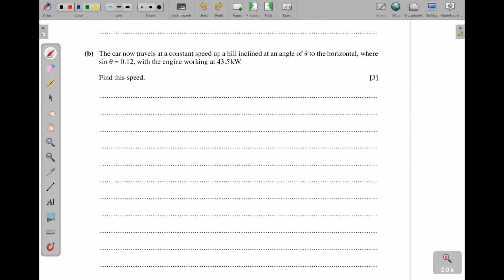Then part B: the car now travels at a constant speed up a hill inclined at an angle theta to the horizontal, where sine theta is equal to 0.12, with the engine working at 43.5 kilowatts. Now, this car is traveling up a hill. There is a driving force, and then we have that resistance force, which is 1,400 newtons.